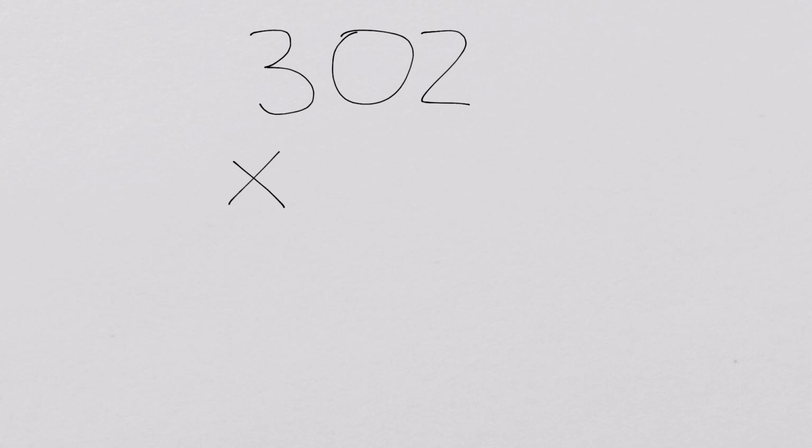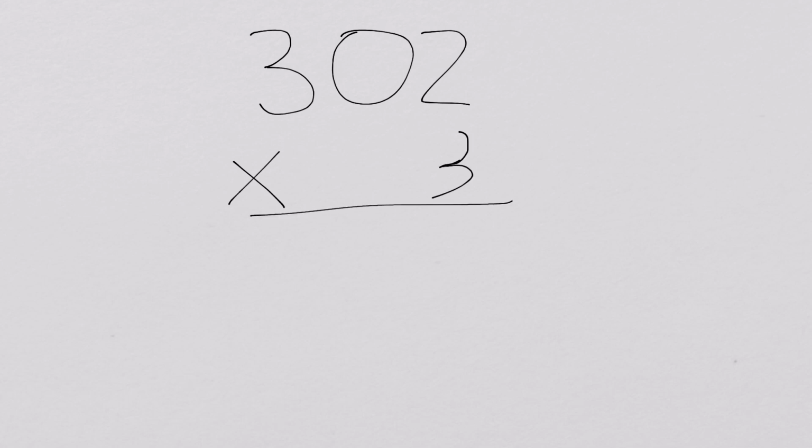Today's video is going to take our introduction to multiplication with the standard algorithm to the next step. Yesterday we worked on problems like this: 302 times, let's say, 3.